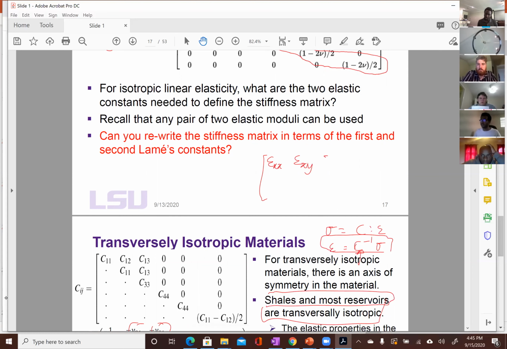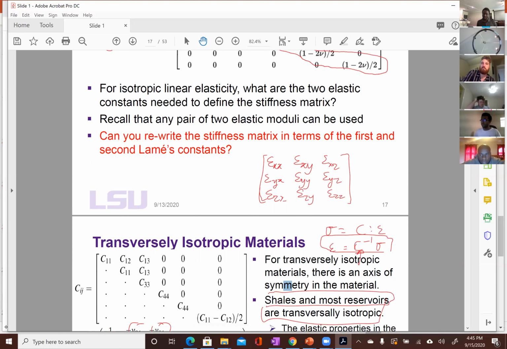So this is just a straight matrix. XX, XY, XZ. Then Y starts YX, YY, YZ. Then Z starts ZX, ZY, ZZ. That's it. I'm not sure if I discuss it again. So that's your strain matrix. It's just like your stress matrix, but it's strain.